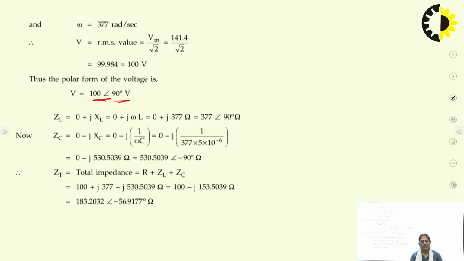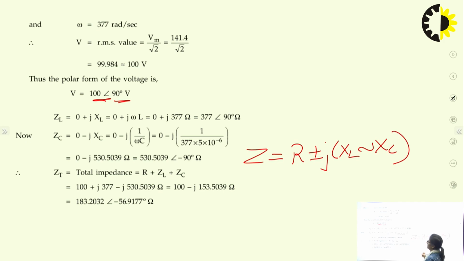Now, what about the total impedance if I directly go with it? What is the total impedance? For a series RLC circuit, the impedance in rectangular form can be given as R plus or minus j (XL minus XC). This is in rectangular form. Am I correct? This depends on whether XL is greater or XC is greater. So, let us find XL.